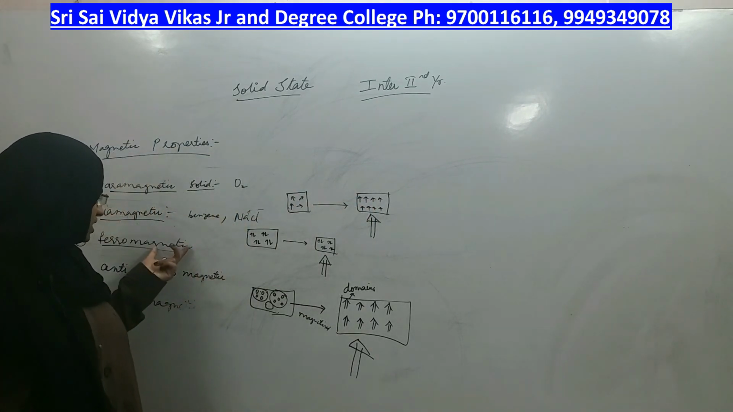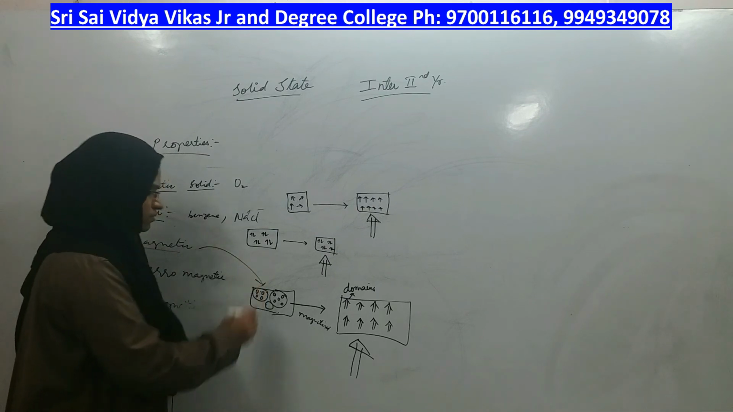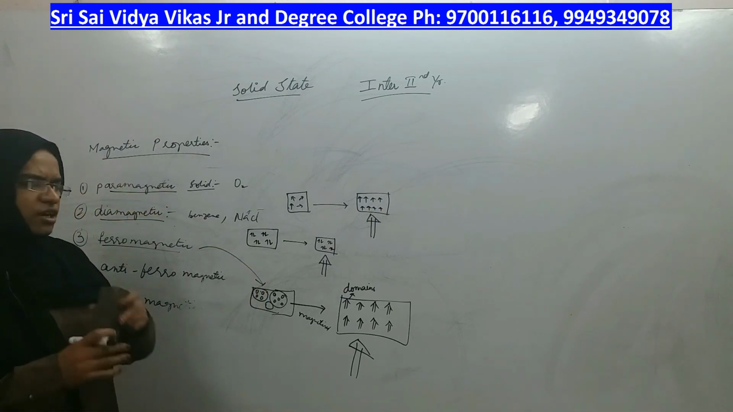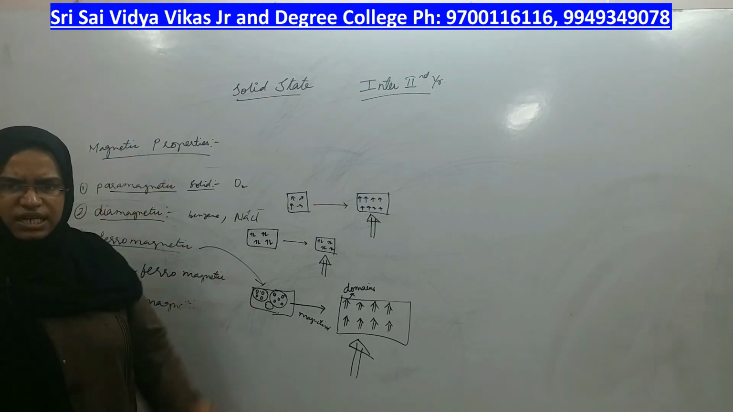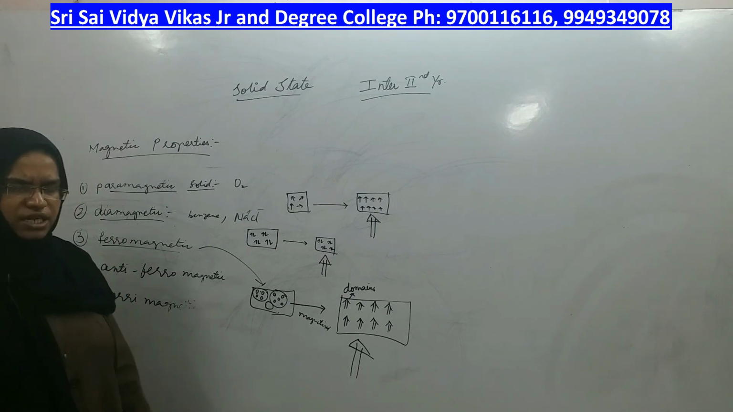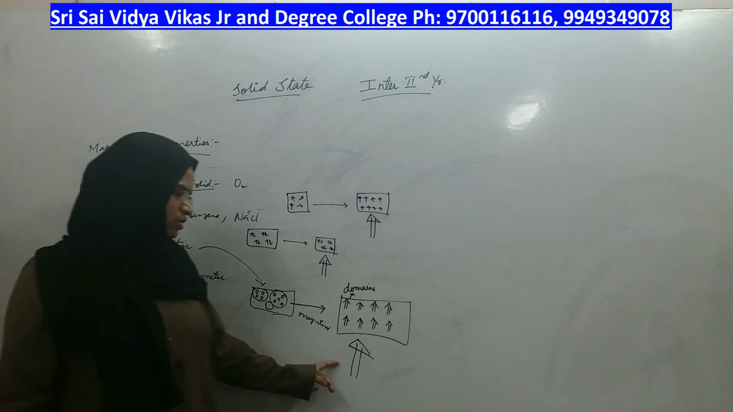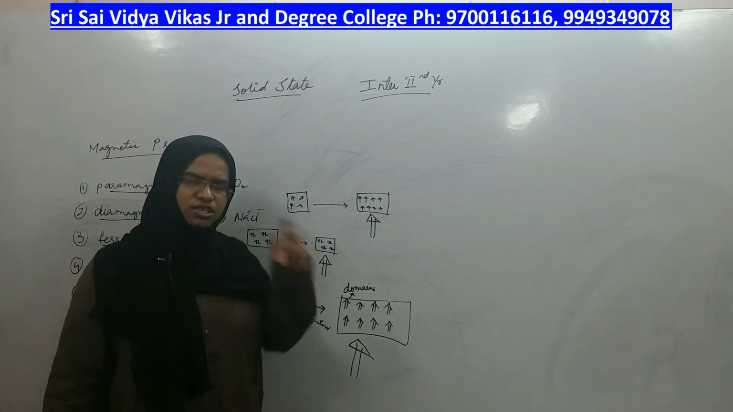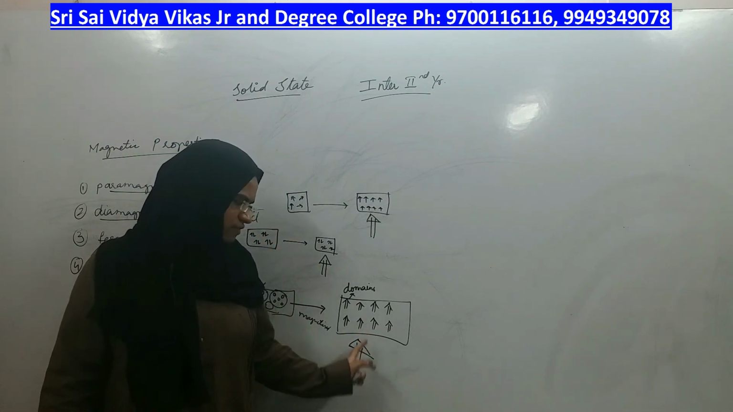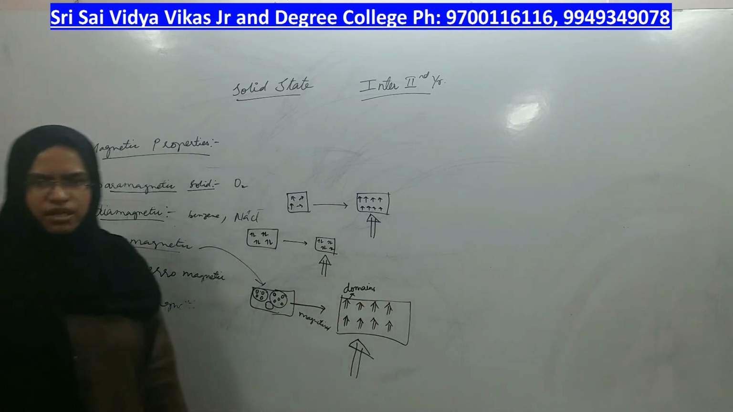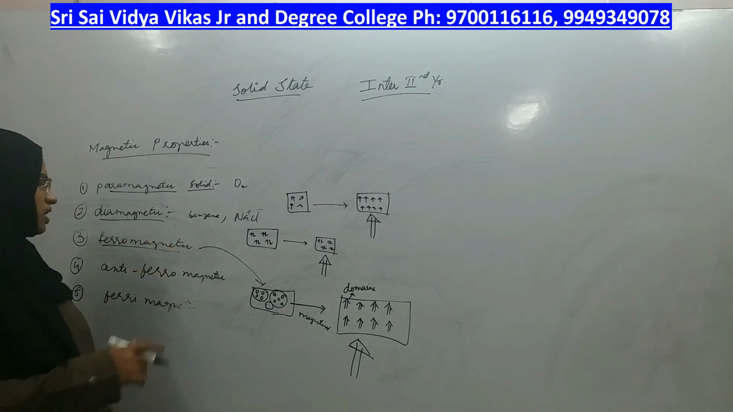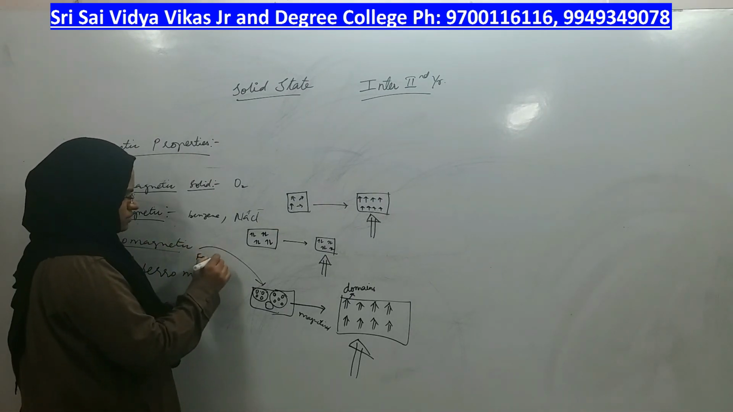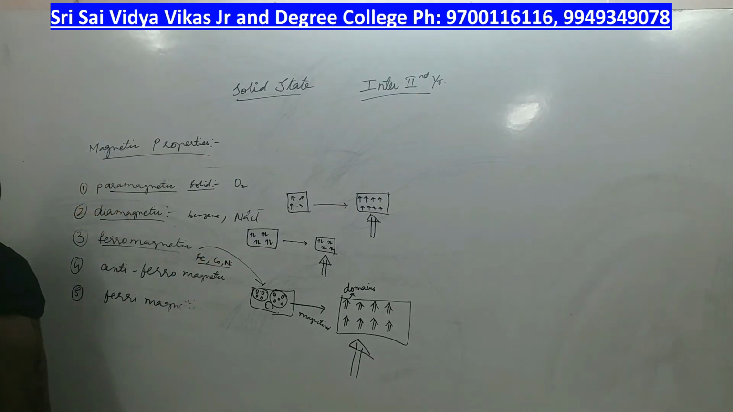But ferromagnetic substances, once they get magnetized by an external magnetic field, they will be permanently magnetized. Even after the removal of the magnetic field, their magnetic behavior will not change. Once they get aligned along with the magnetic field, the same alignment continues even after the removal of the magnetic field. Those compounds are called ferromagnetic compounds, in which iron, cobalt, nickel, these kinds of metals come under ferromagnetic substances.